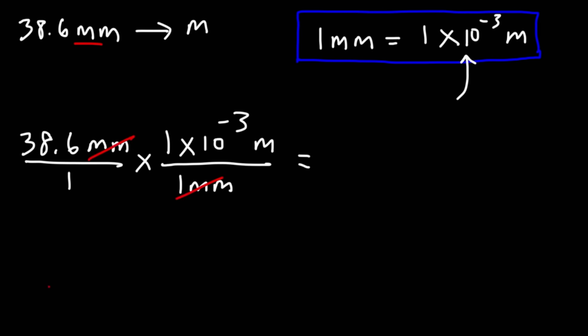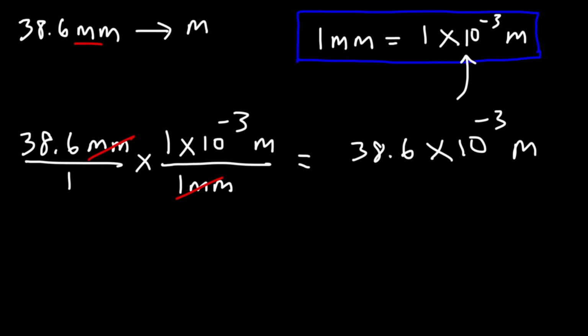So now we need to multiply. So here we have 38.6 times 1, and then times 10 to the minus 3, which is 38.6 times 10 to the minus 3 meters. Now, we want to put this in proper scientific notation.